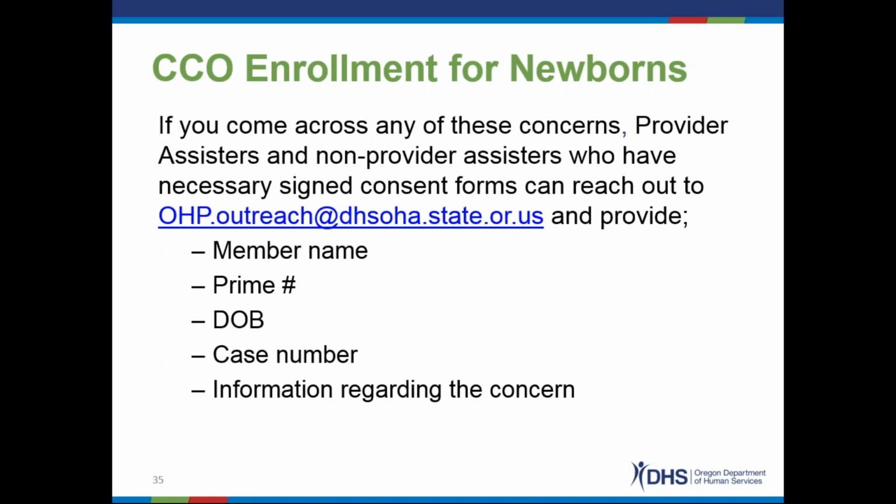And if any of these issues are coming up and you think it's an error, provider assisters and non-provider assisters, again, with those necessary signed consent forms, can reach out to ohp.outreach and provide the typical case information. And I imagine you could also reach out to Brent if some of those issues come up that seem incorrect. Yeah, after waiting for that appropriate processing time. Client services is also a good group of people to call about when the enrollment's going to happen and when it isn't going to happen, because that's their main thing that they do. Great.